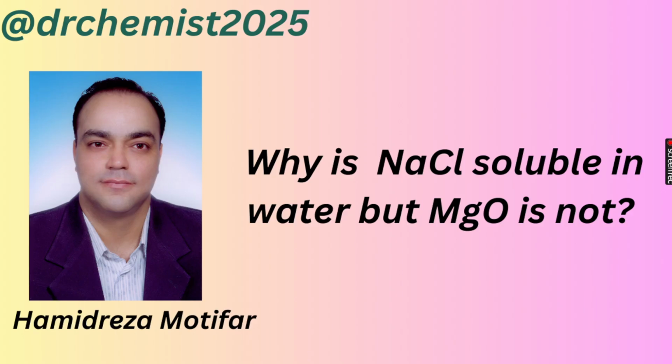Some of the students asked this question, and I decided to record a new video about it. Why is NaCl soluble in water but MgO is not? You know that NaCl is an ionic compound and MgO is an ionic compound. And you know that ionic compounds tend to be soluble in water. But MgO is an ionic compound and is not soluble in water. In this video, I want to answer why MgO is not soluble in water and why NaCl is soluble in water.